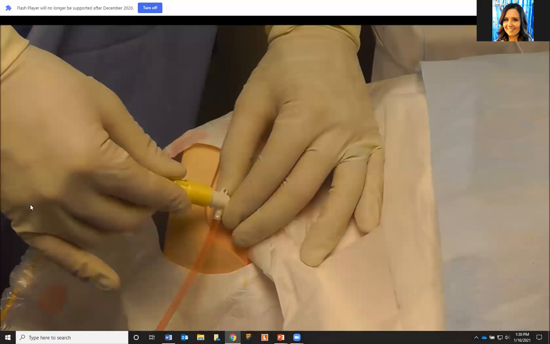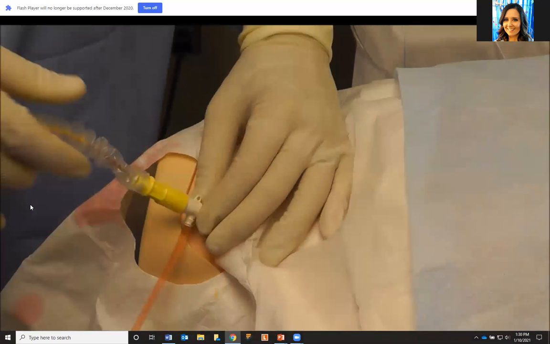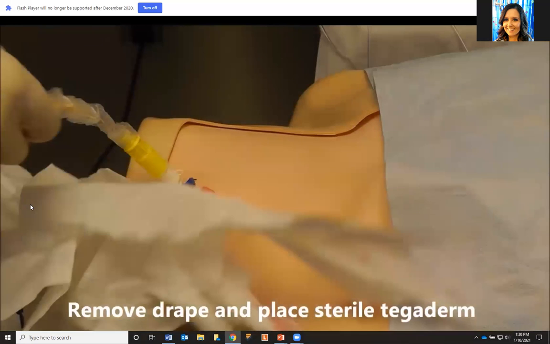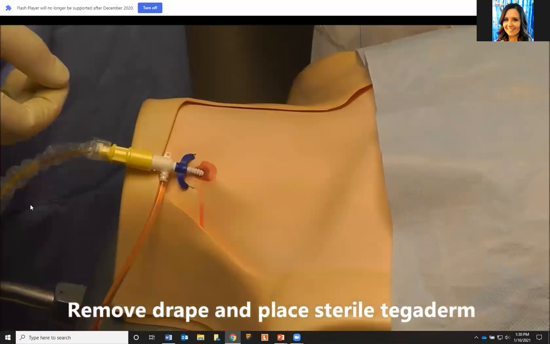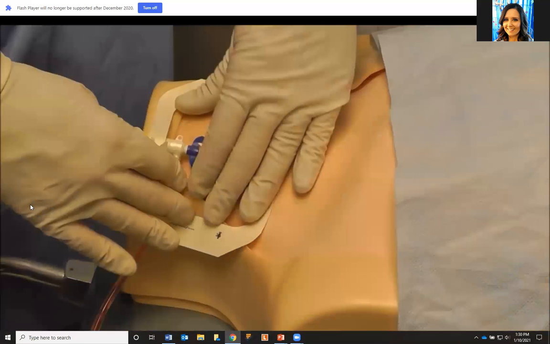Okay, so once that's floated, I'm going to put that cap on. We're ready to go. I can take this drape off. All right, now I'll take a sterile lap site, please. Just prevent infection. There we go. We're ready to go.